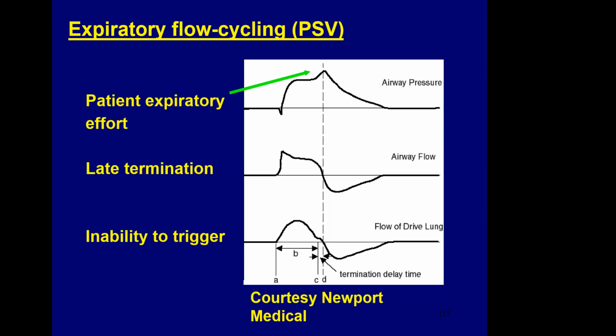Okay, the lowest curve shows the patient is unable to trigger the ventilator. See that negative inflection on the flow, the negative pressure. Okay, now we go to next.